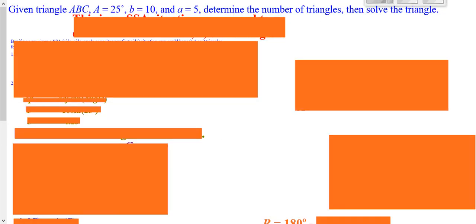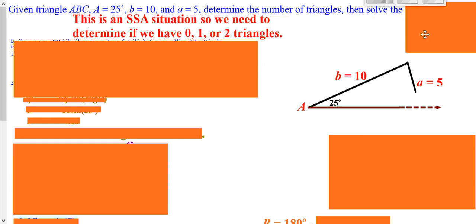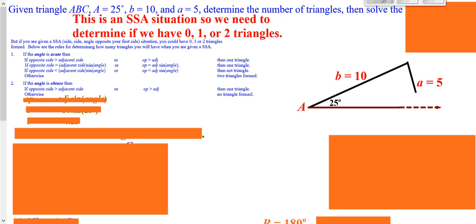So first of all, I'd start out by drawing myself a diagram. You'll notice here I have a side followed by a side and then an angle, so it's not in between. So it's a side-side angle. Whenever you have a side-side angle, you have to check to see how many triangles you have. So here's our rules of what we have.